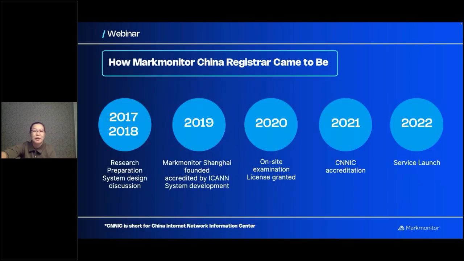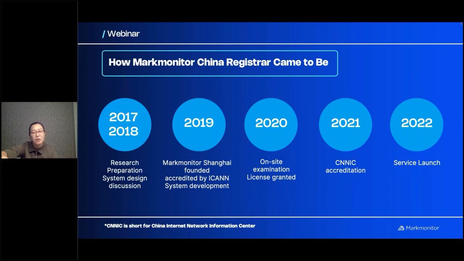So we can see in this picture, it explains the timeline clearly. In 2017 and 2018, as the new policy came out, we did the research, and we started the preparation of the system and internal discussions. And in 2019, we had our Shanghai company founded, and then we got it accredited by ICANN. We had our own IANA ID. It's a very independent registrar, and we have our system developed. In 2020, we had the on-site examination, and we had the license in hand.